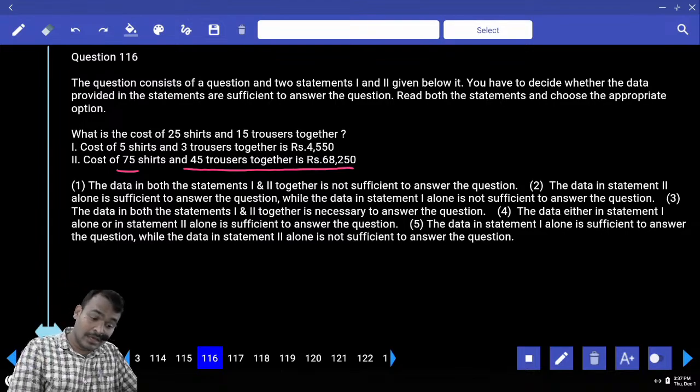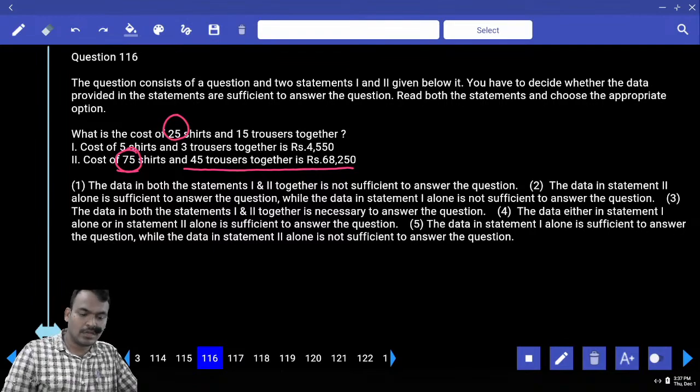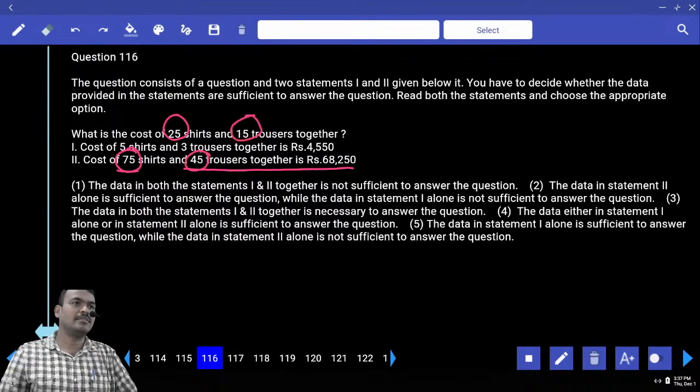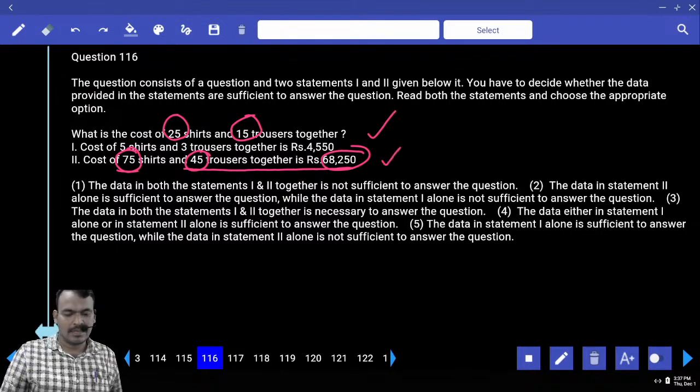Next, the second one: cost of 75 shirts and 45 trousers together is how much? 68,250. 75 divided by 3, we are getting how much? 25. 45 divided by 3, we are getting 15. Left hand side divided by 3 means right hand side also divided by 3. Then 2 alone also sufficient or not sufficient? Sufficient. 1 alone is sufficient, 2 alone also sufficient. Then the answer is either 1 or 2. Which option? Fourth option or not?